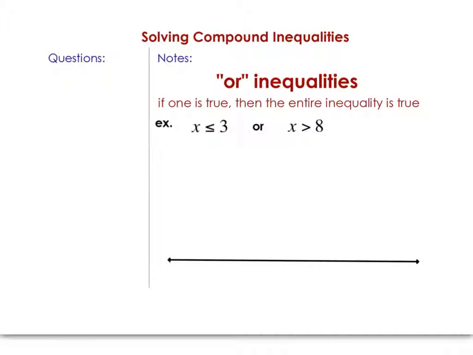Let's look at some "or" inequalities. "Or" means if one is true, then the entire thing is true. So this or that, only one of them needs to work because they're going to be arrows facing in opposite directions. So my first one, x is less than or equal to 3. So if I make a number line, it goes 0, 1, 2, 3, 4, 5, 6, 7, 8.